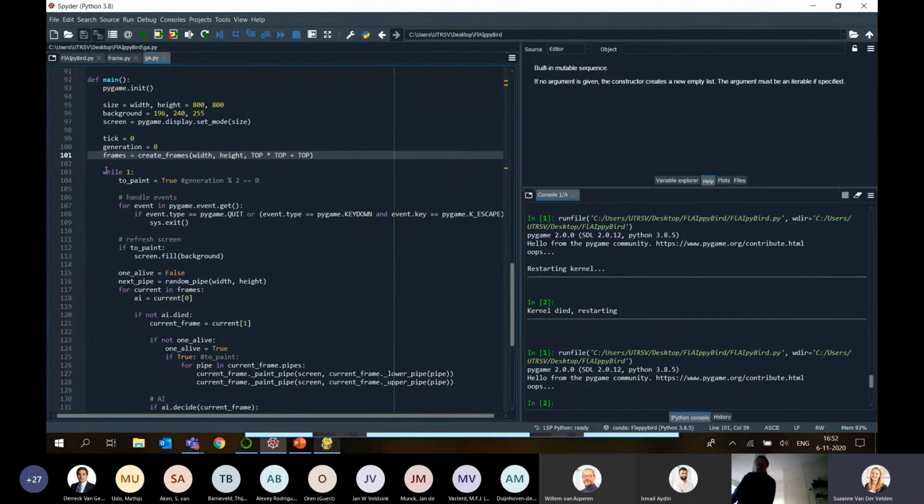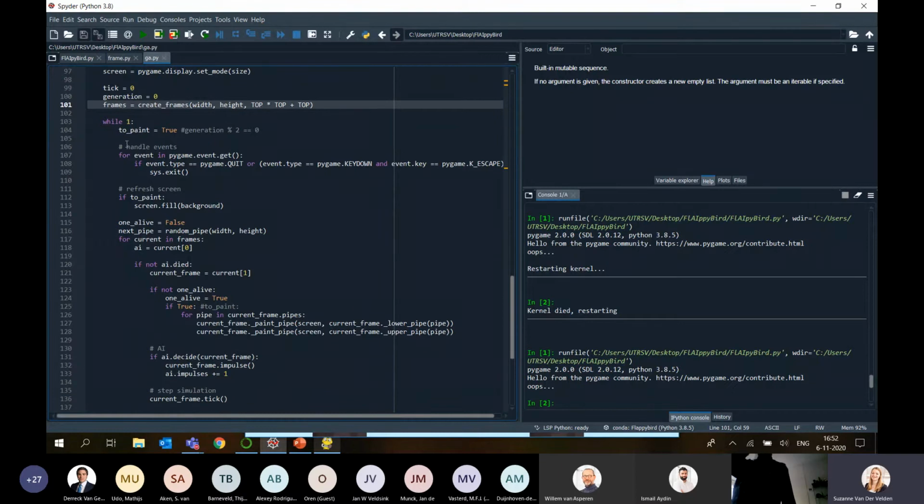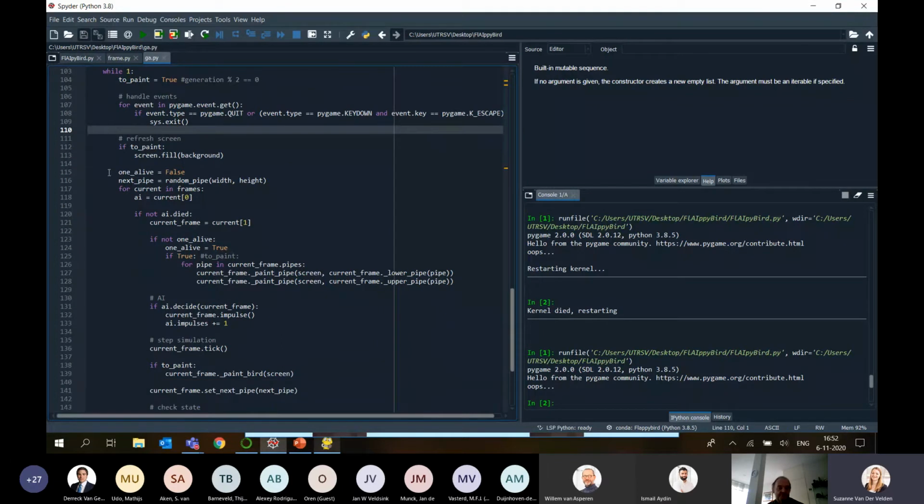And we have a loop, so it will go on until we stop it. This is just to handle that if you want to quit the game, you can press the key down or an escape button. But otherwise, we'll check and see if a bird is alive. Then we'll go on with this.